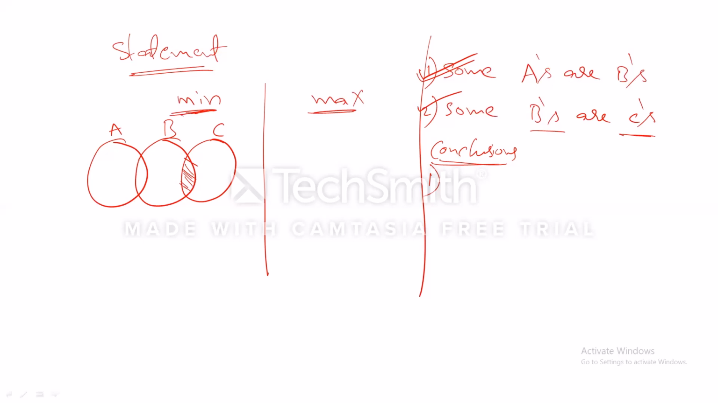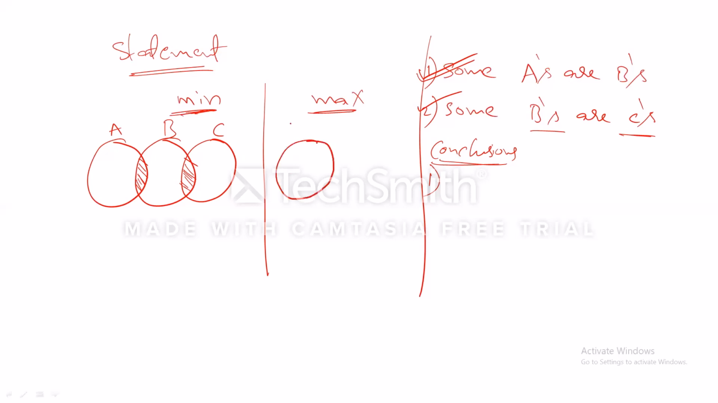Minimum case Venn diagram, first statement, some A's are B's. I'm not disturbing any circle, and some B's are C's, exactly whatever is given in the statements I have drawn. That is the minimum case. And what is meant by maximum case? Of course it is the opposite. In minimum case we should not disturb any other circles. In maximum case we should disturb as many circles as possible in the given diagram. Very simple. Now you will understand clearly.